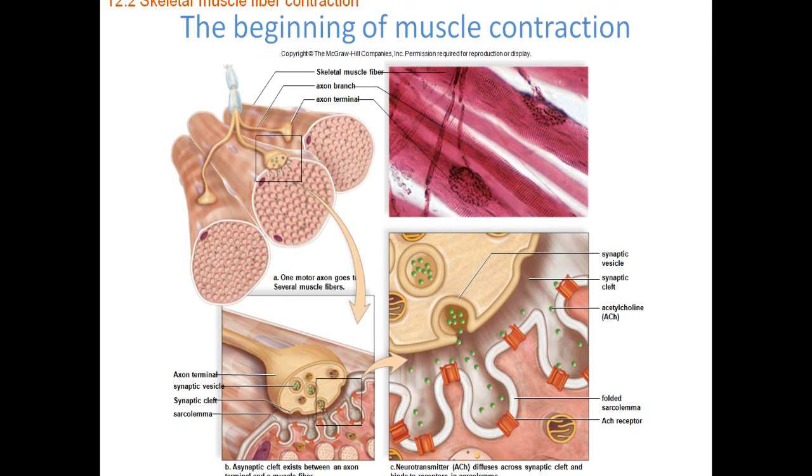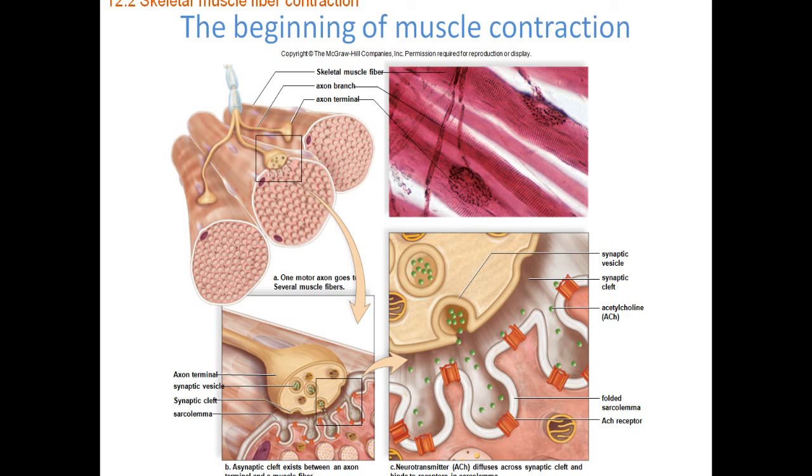So if I go here, here's the neuron, and this neuron splits and it's going to go to a bunch of different muscle cells. So we're going to trigger all of them to contract at one time. Here's the end of the neuron, and in it are little vesicles. This little green stuff in here, these are vesicles, so those are just like chambers in the nerve cell, and they're going to release acetylcholine.